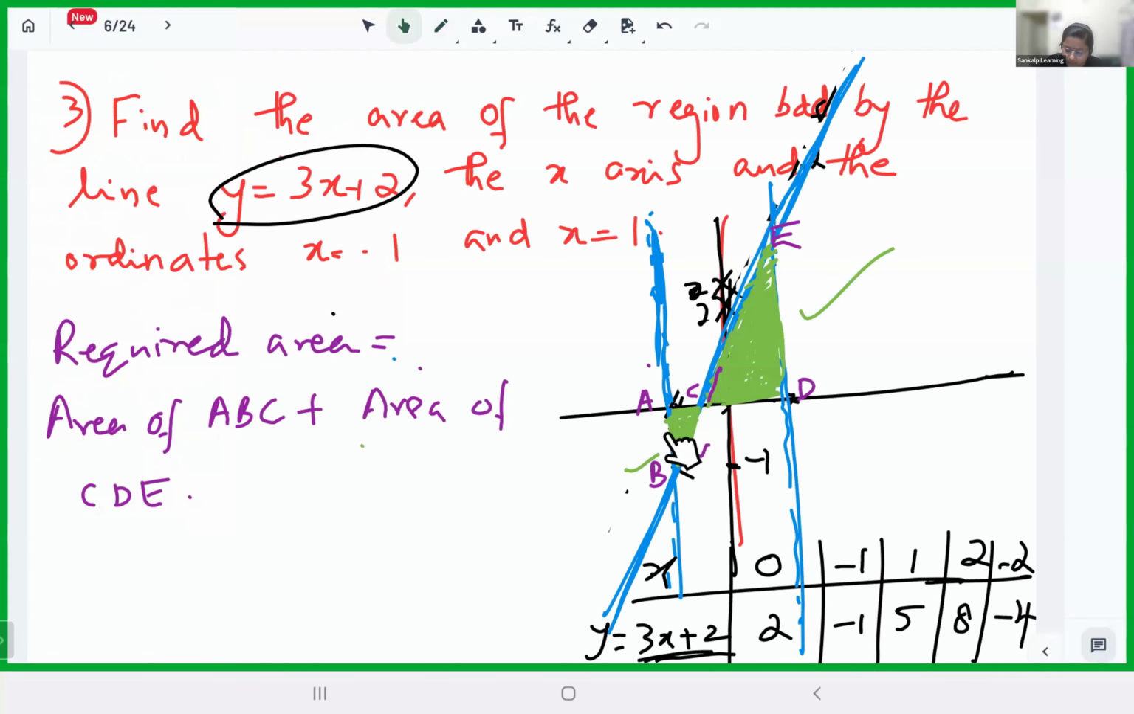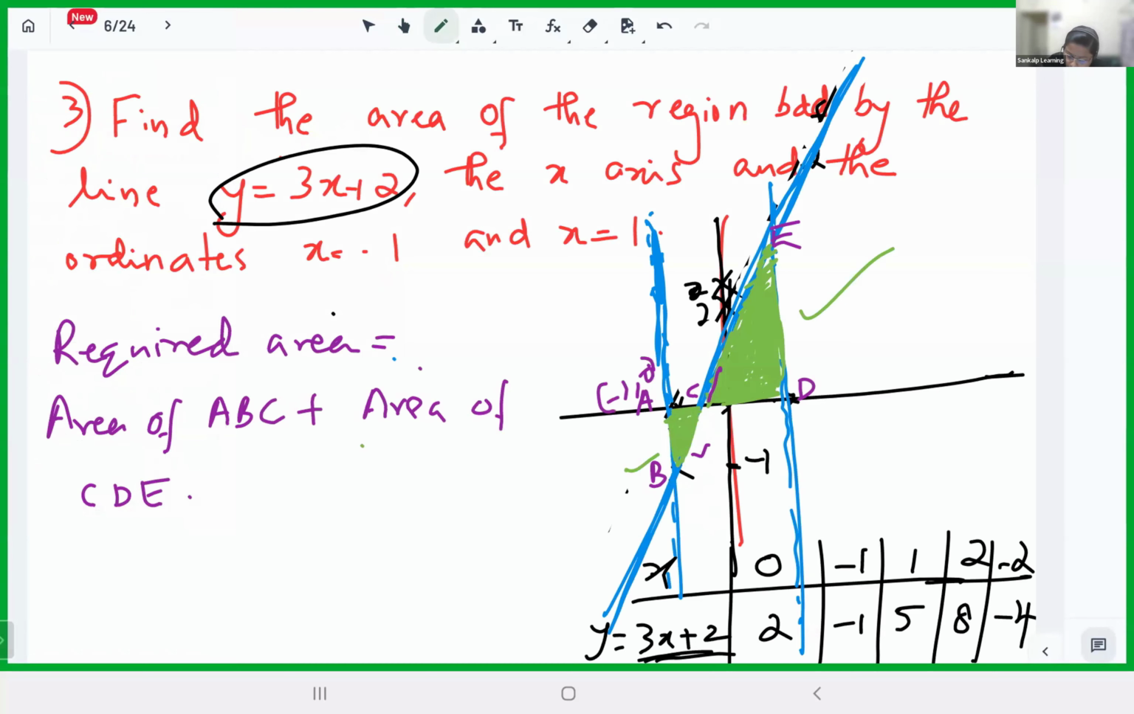It is bounded by y equal to 3x plus 2 and x equal to minus 1. So how will you do it? You need to know the points here. Which is the point here? The coordinate of point A is minus 1 comma 0, isn't it?